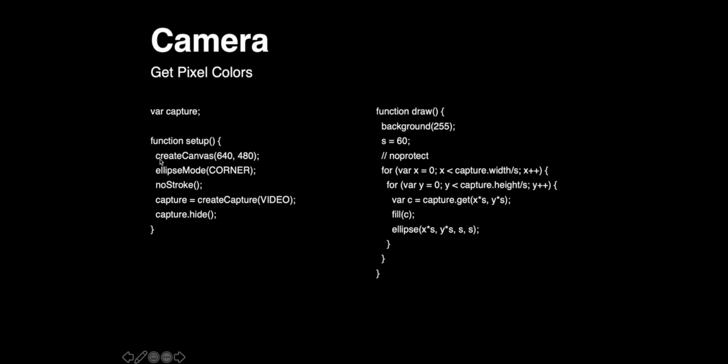So we basically do the same thing that we did before for setting up the video. And then in draw, we are going to create a background. The S is a variable for the size of these ellipses that we're gonna be drawing. And then we're just gonna do the .get function to get the color of not every pixel, but every 60 pixels. And then we're gonna pass that color to the ellipse.